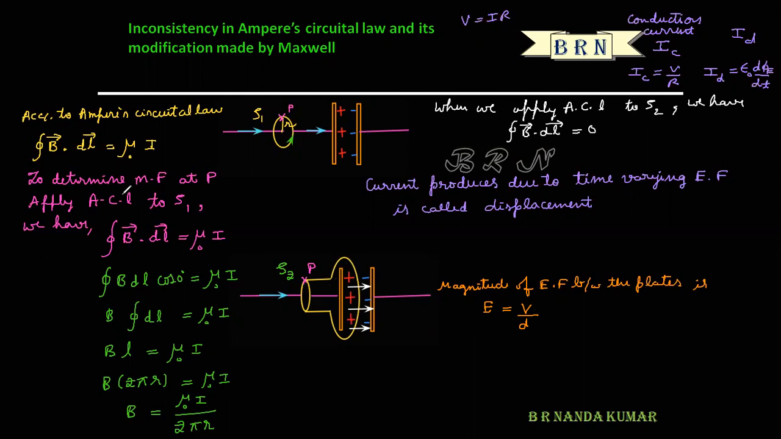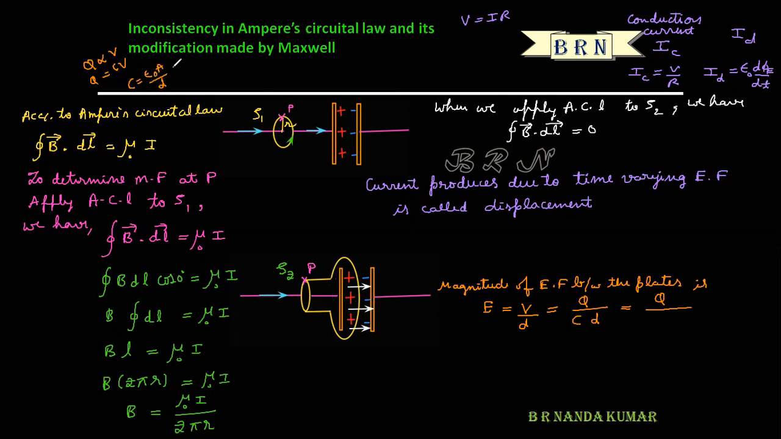When charge is given to one of the plates, what happens to its potential difference? The potential difference between the plates rises. That means Q is directly proportional to V. Q is equal to CV, so V is Q by C. What is the meaning of C? That is the capacity of the parallel plate capacitor. What is the mathematical expression for the capacity of a parallel plate capacitor? C is equal to epsilon naught A by D.